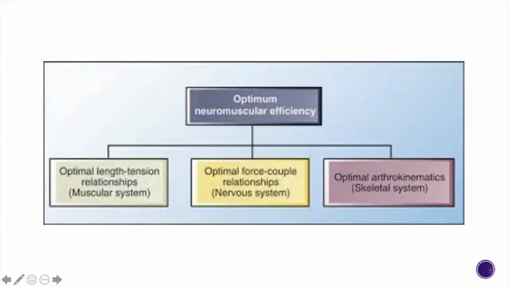And then we literally just have the joints coming together in the skeletal system, and are they contiguous with each other? Are they stable? Are they strong? Are they in right alignment? If we have good efficiency in each one of these things, we will also have good optimal neuromuscular efficiency.